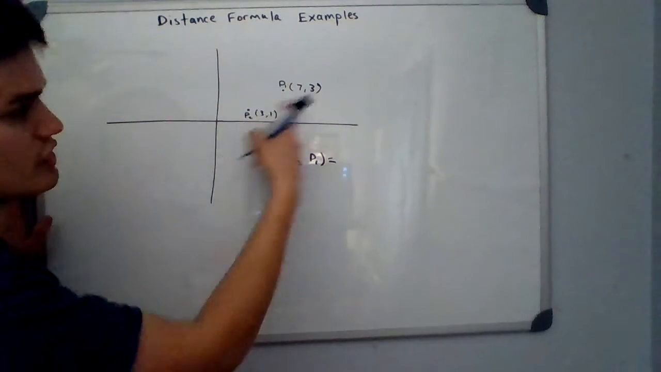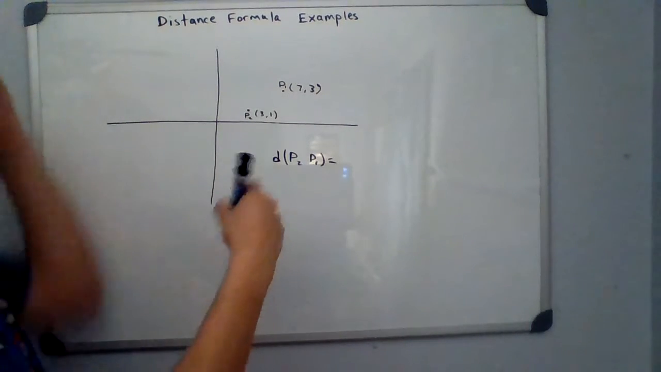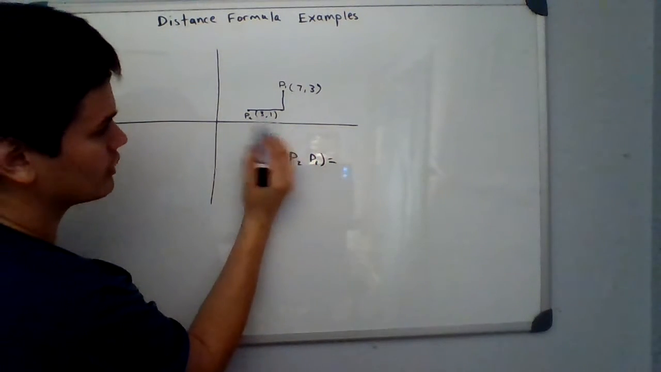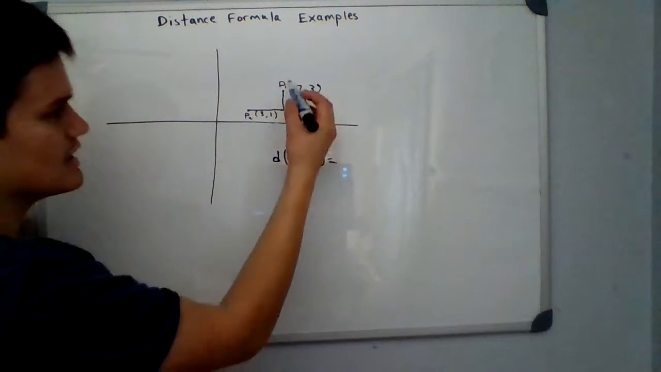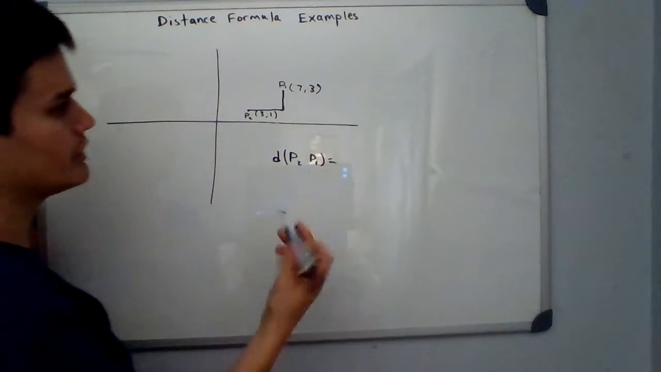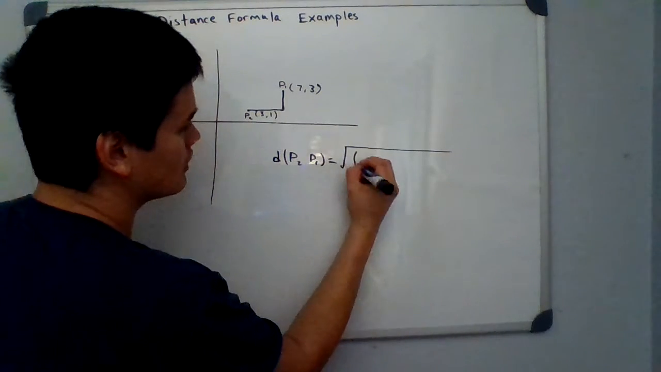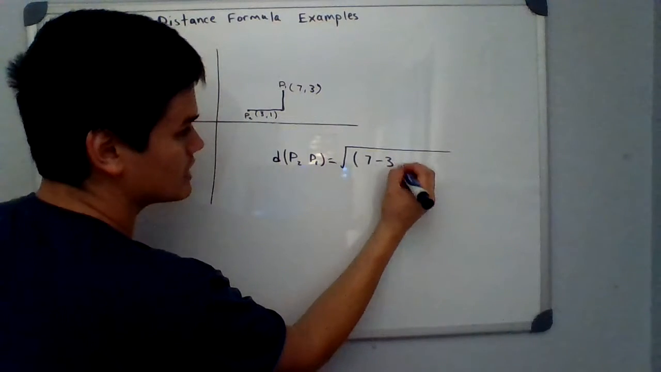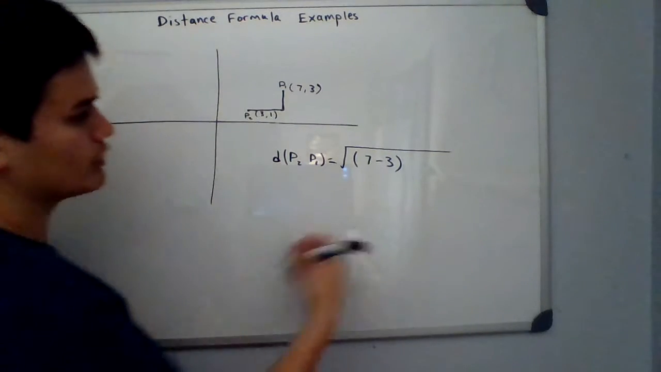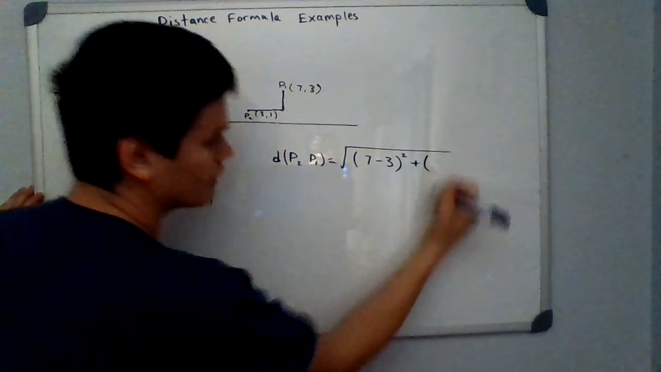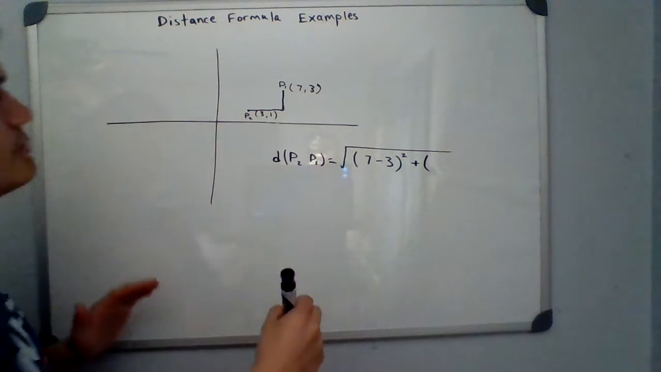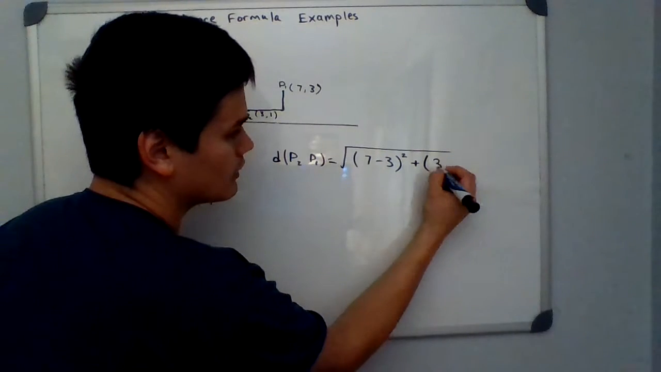The distance between point 2 and point 1 is going to be equal to, and we don't even really need to memorize the formula. All we have to do is recognize that this is going to be a right triangle, with the horizontal side being the difference between the horizontal displacements, and the vertical side of that triangle being the difference between the vertical displacements. So take the square root of 7 minus 3, the difference between those horizontal displacements, squared, plus the vertical difference between P2 and P1, which is 3 minus 1, or 2.